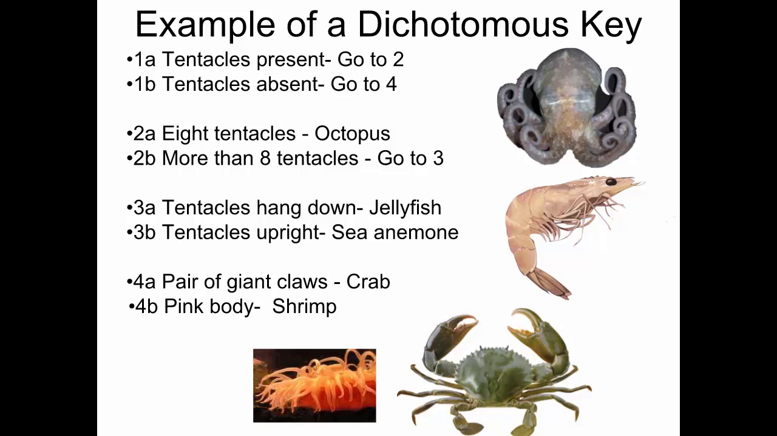If I look at this creature, again, I do the same. I go back to the beginning. Tentacles present or absent? Absent. Doesn't have tentacles. So we go to 4 now. Does it have a pair of giant claws or does it have a pink body? Pink body. This is a shrimp. Yes, that's what an actual shrimp looks like before it's prepared for you to eat.